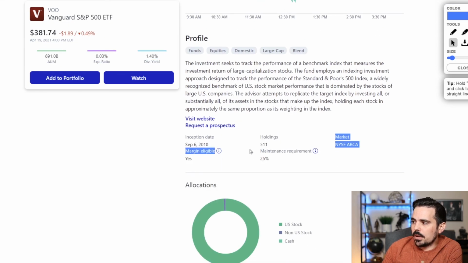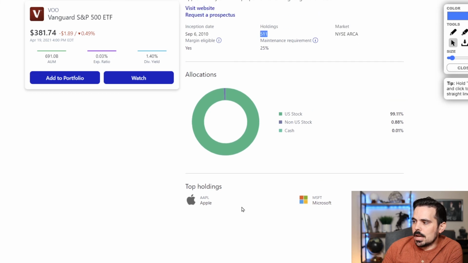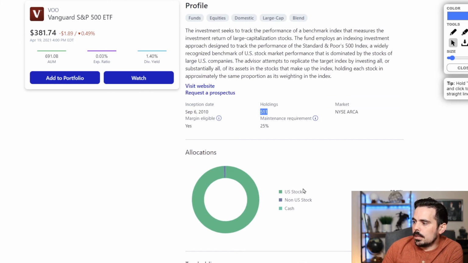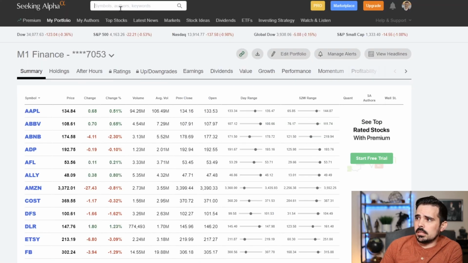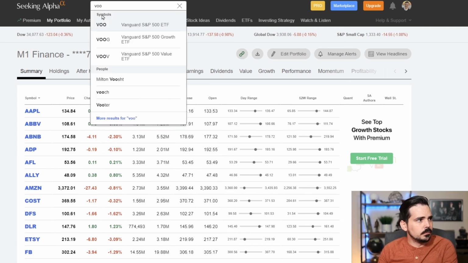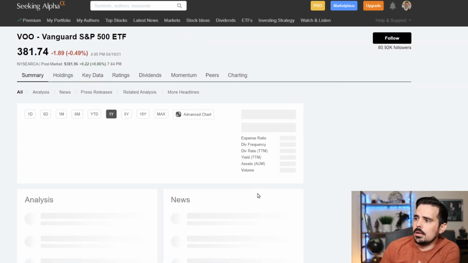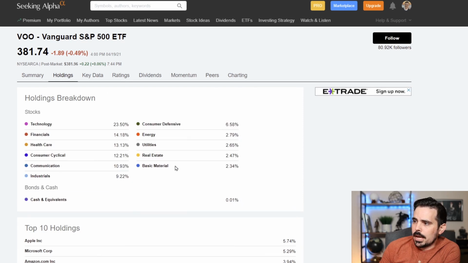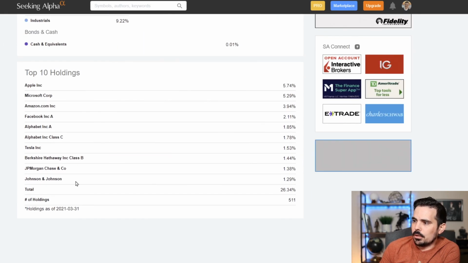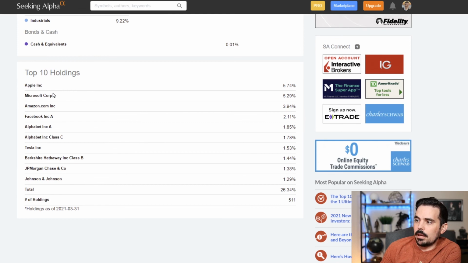You can see here, this has 511 holdings. You can see the top holdings are Apple and Microsoft, which are actually my two top holdings. So they're kind of similar in that light, my pre-made ETF for myself versus other people's. And then you can see most of it's in US stock. Then you can go to other websites that actually break that down more, like Seeking Alpha, as an example. We're going to go ahead and click on here. What you can do is click on the holdings tab, and then it'll break down the top 10 holdings for you. So you can see both Apple and Microsoft.